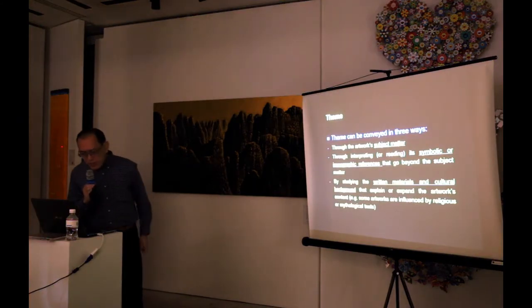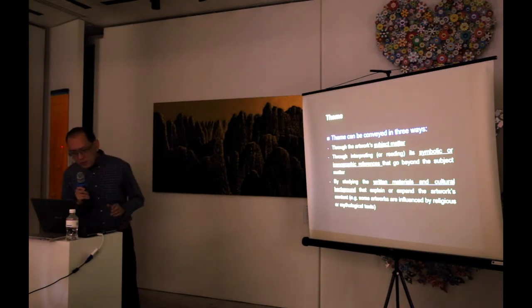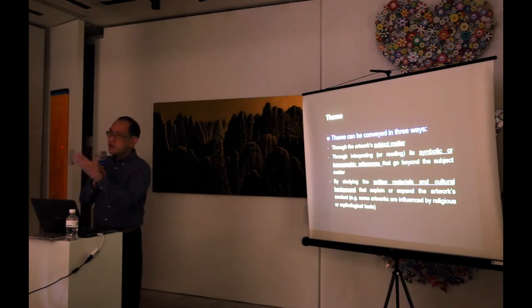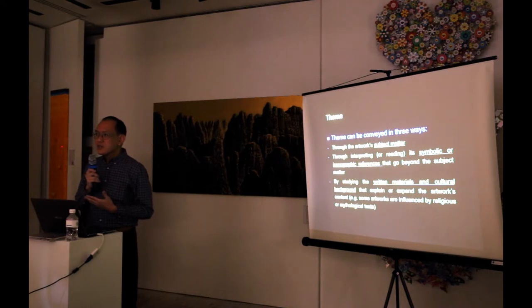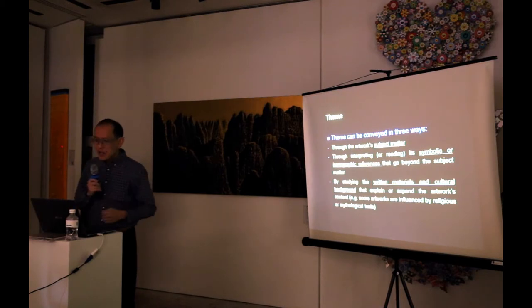Okay, next we come to theme. Now, theme can be conveyed in three ways. Through the subject matter of the work, right? What you see. Okay, the subject matter. And then you go into the symbolic meaning, or what you call iconography of the work. Now, don't be daunted by this term, iconography. Okay? I'll explain that later on. That goes beyond the subject matter.